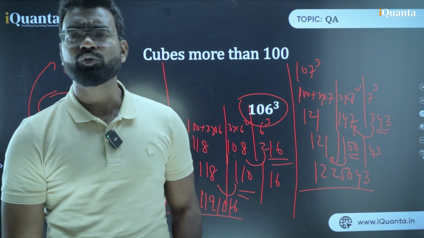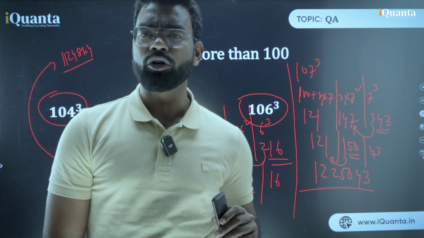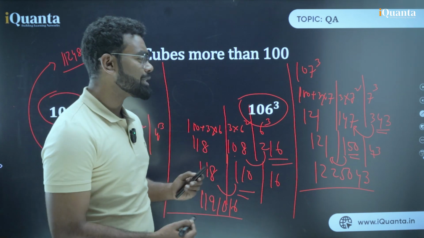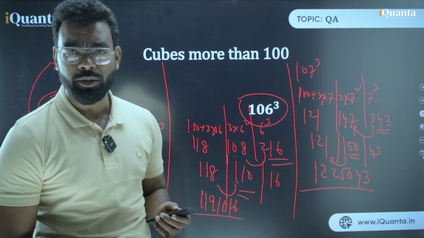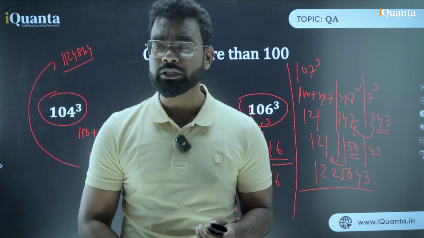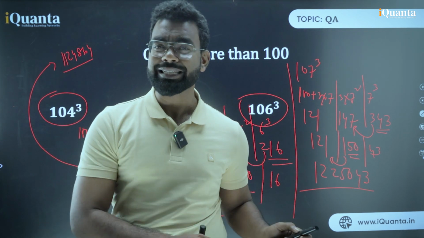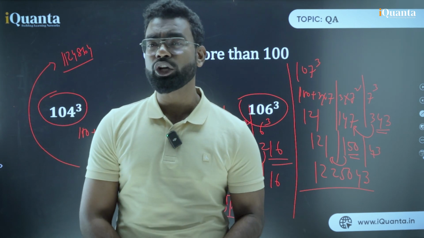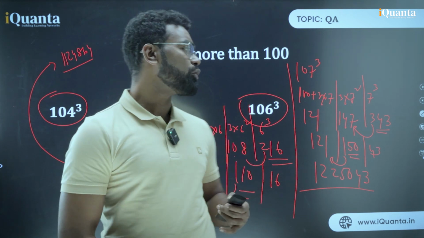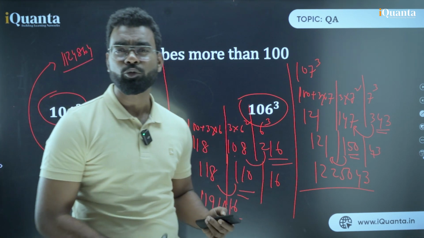And remember, it is very, very important to understand why I am using this. Because in case of, let's say, 7% compound interest compounded annually for 3 years, you have to do 107 cube. You can do it very fast by using this kind of method. So this is all about how we do cubes for numbers more than 100.